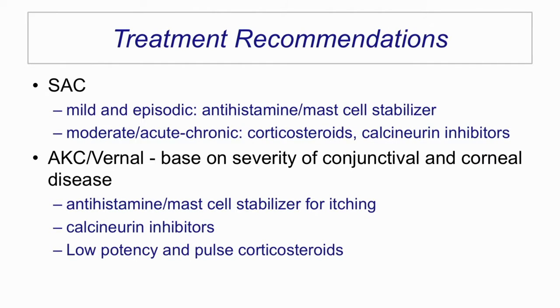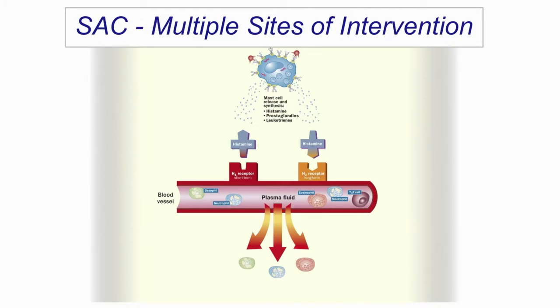To treat seasonal allergic conjunctivitis in the mild and episodic conditions, we can primarily rely on the antihistamine mast cell stabilizing agents, of which there are a number of great ones on the market. And if it's moderate or acute and chronic, then you could consider low-dose corticosteroids or calcineurin inhibitors. And for AKC and vernal, therapies are based on the severity of the conjunctival and corneal disease, and include antihistamines, calcineurin inhibitors, and then low-potency or pulse, higher potency steroids.